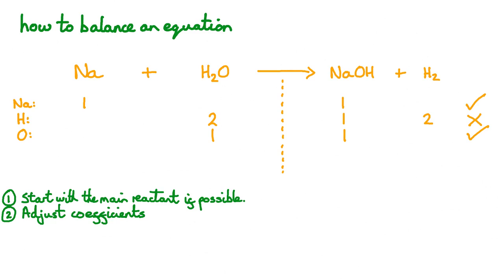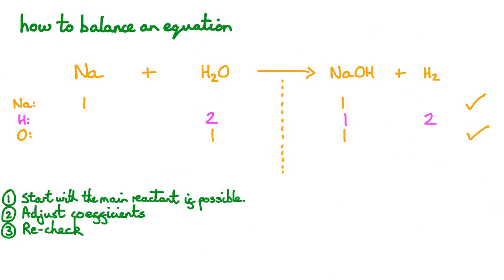Be mindful though that if you add a coefficient in front of water, for example, you're going to change the number of hydrogen atoms, but also change the number of oxygen atoms. So after adjusting any coefficients, you should always go back and recheck the number of all of your atoms. The only unbalanced element in this equation at the moment is hydrogen. We have one extra hydrogen atom in our products than we do in our reactants.